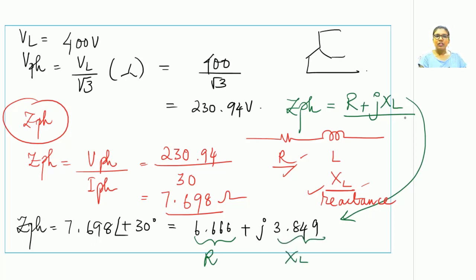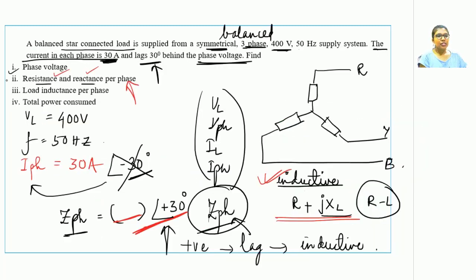Now upon equating both these equations, we have obtained the value of R to be 6.67 ohms and XL to be 3.849 ohms. So this is how the value of the impedance elements can be found out when the phase current and its associated angle is provided to you in the question. So this is the important part of this question. So with this we have obtained the value of R and XL. The second bit is done.